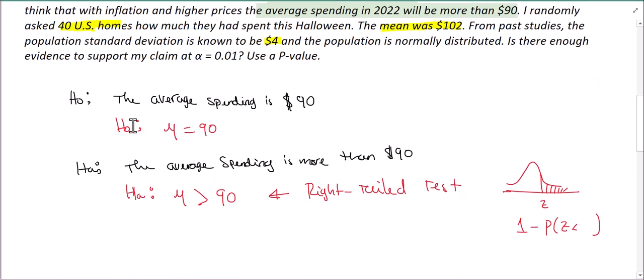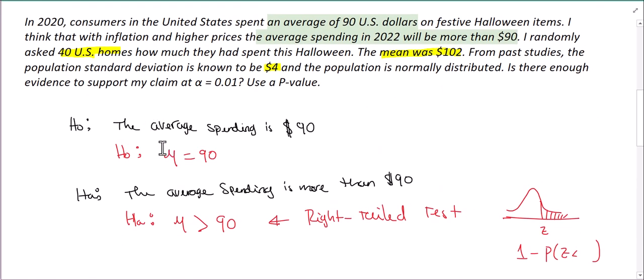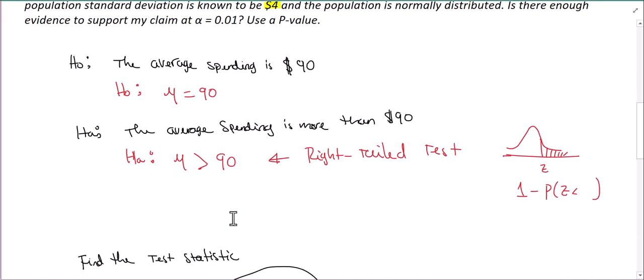So rejecting the null, let's go back and look at our hypotheses. We reject the claim or the notion that the average spending for Halloween is $90. Because we reject the null, that means the alternative is plausible. So it is likely that people in 2022 are spending more than $90 on Halloween.